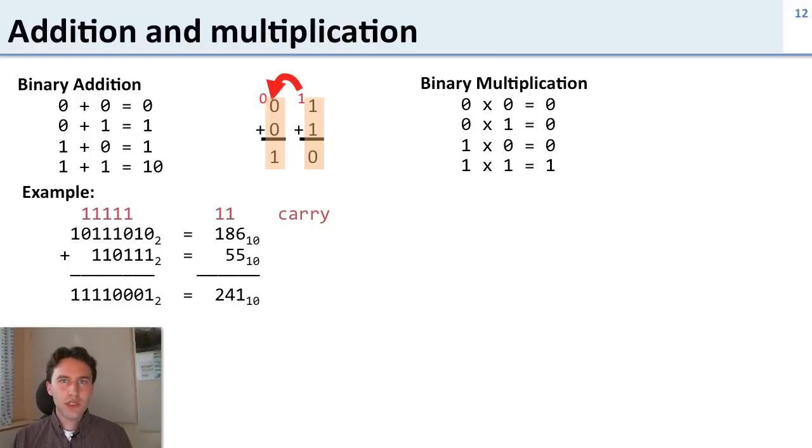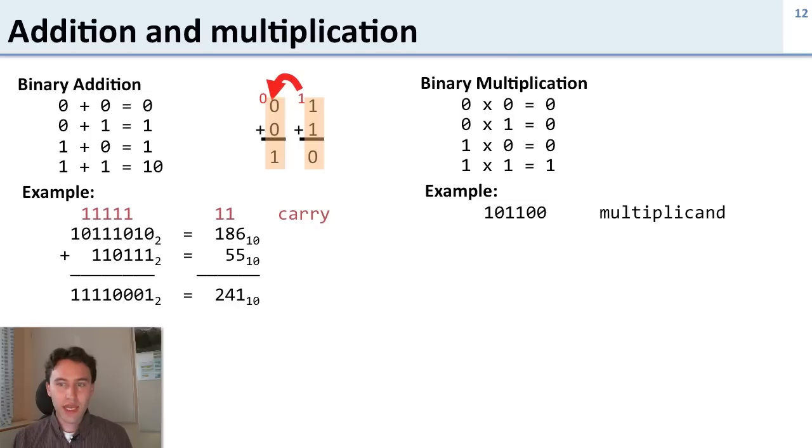Binary multiplication is similar to decimal multiplication as well. Here's the sort of truth table for binary multiplication. If I have a 0 anywhere in my multiplier, I get 0 out because 0 times anything is 0. And if I have a 1 in it, 1 times 1 is 1. So multiplication tables for binary are really simple. Let's take a look at an example.